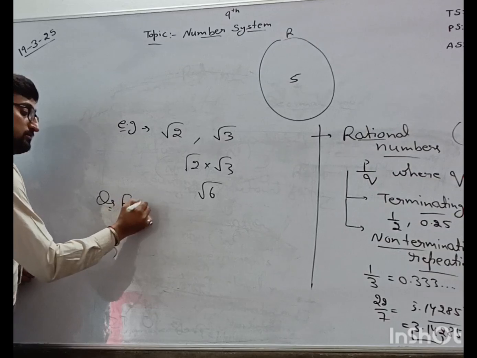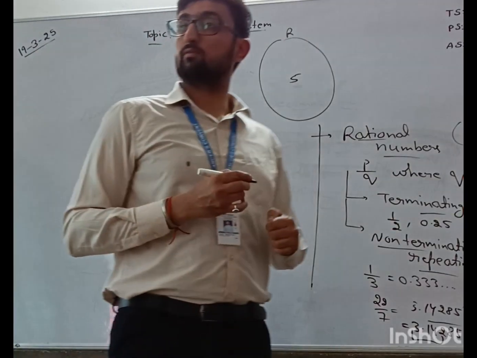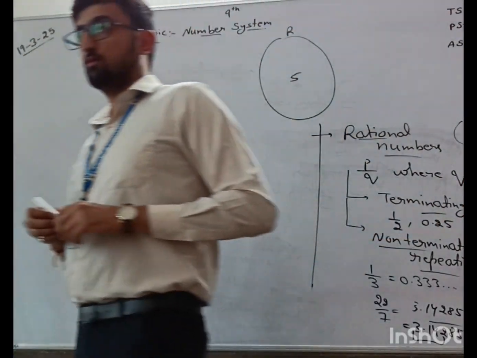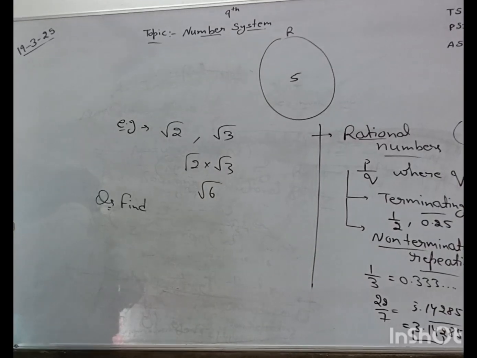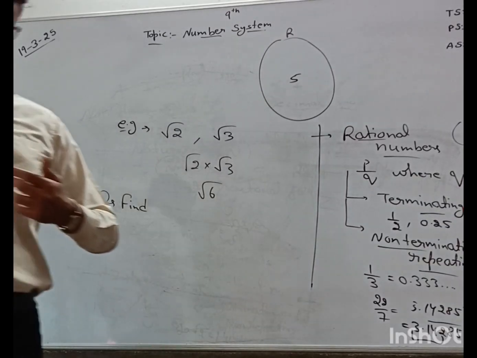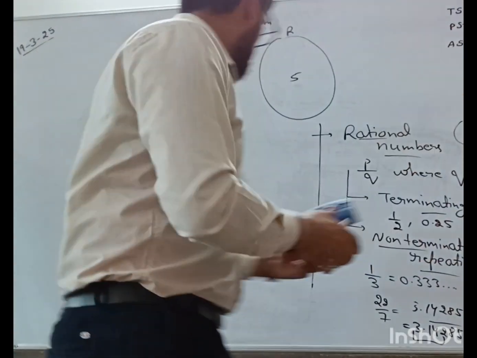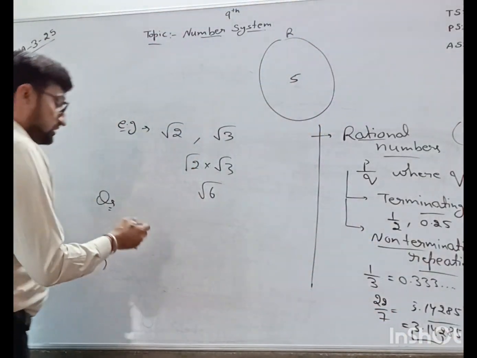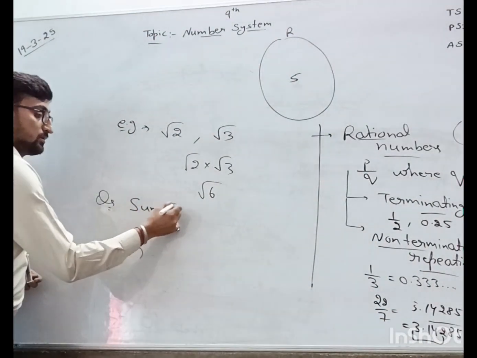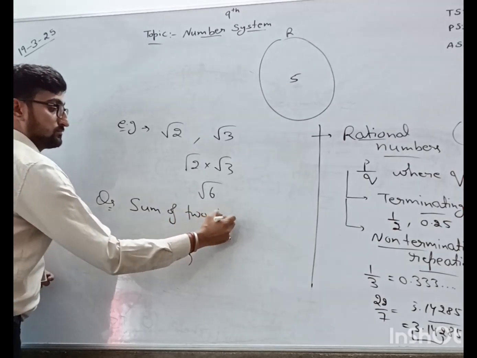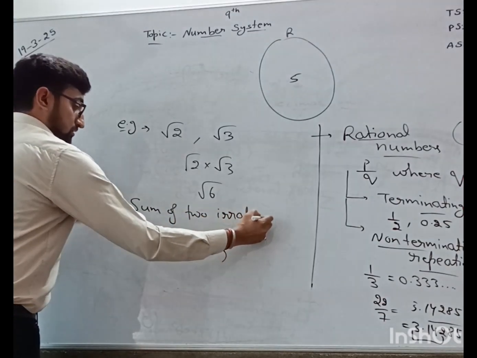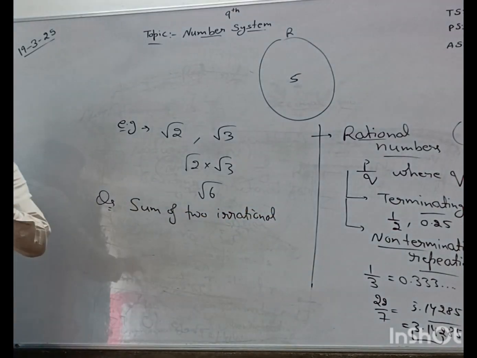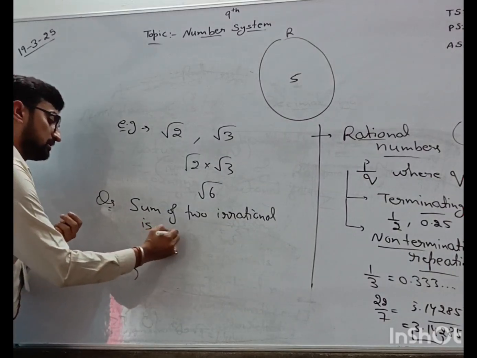Sir, can we have an example where the sum of two irrational numbers is rational? Yes, we have an example for this. Very good question. How can we say that the sum of two irrational numbers is rational?